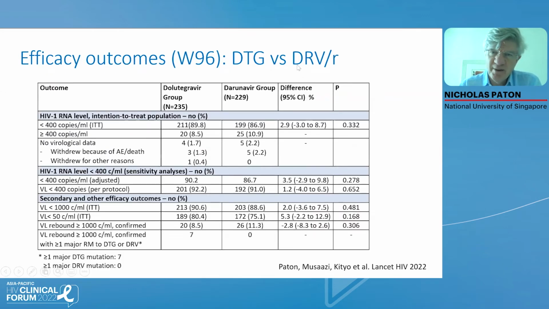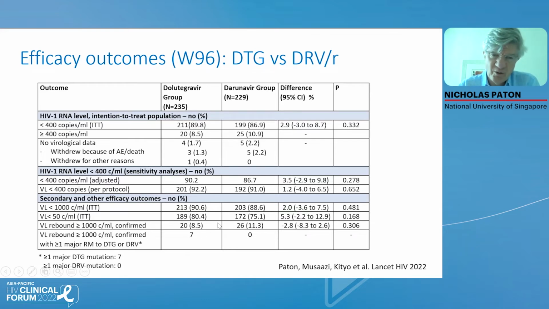So here's the first comparison, the dolutegravir versus darunavir comparison. And you can see here in the primary outcome, less than 400 copies suppression, 90% of the dolutegravir group, 87% of the darunavir group, essentially no different, tiny difference between them, less than 3%, and that overlaps 0. So dolutegravir is non-inferior to darunavir, but not superior. And same findings at different viral load thresholds, sensitivity analyses, and so on.